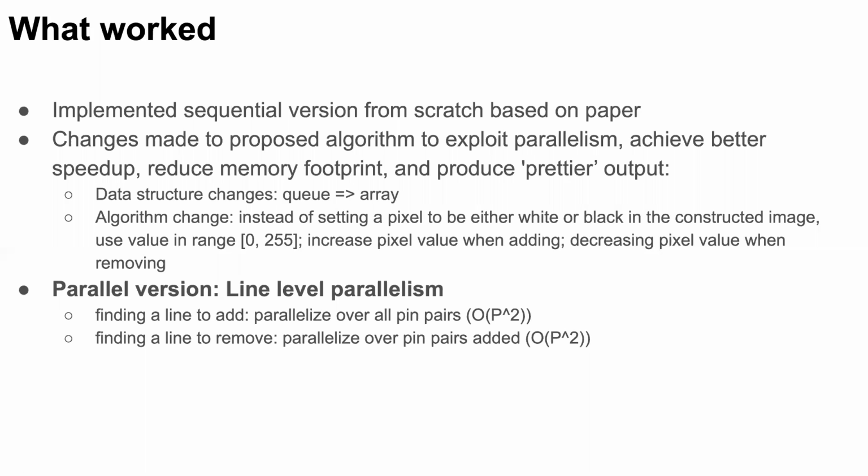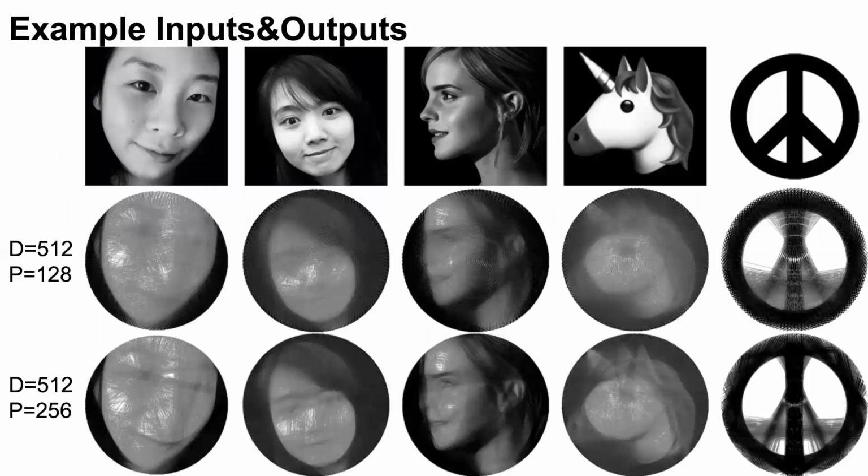We exploit line-level parallelism in our CUDA implementation. When finding a line to add, we parallelize over all pin pairs. When finding a line to remove, we parallelize over pin pairs added. Here are some example inputs and outputs for our benchmarks. The first row are photo inputs. The second row are outputs with diameter 512 and 128 pins. The third row are outputs with diameter 512 with 256 pins.